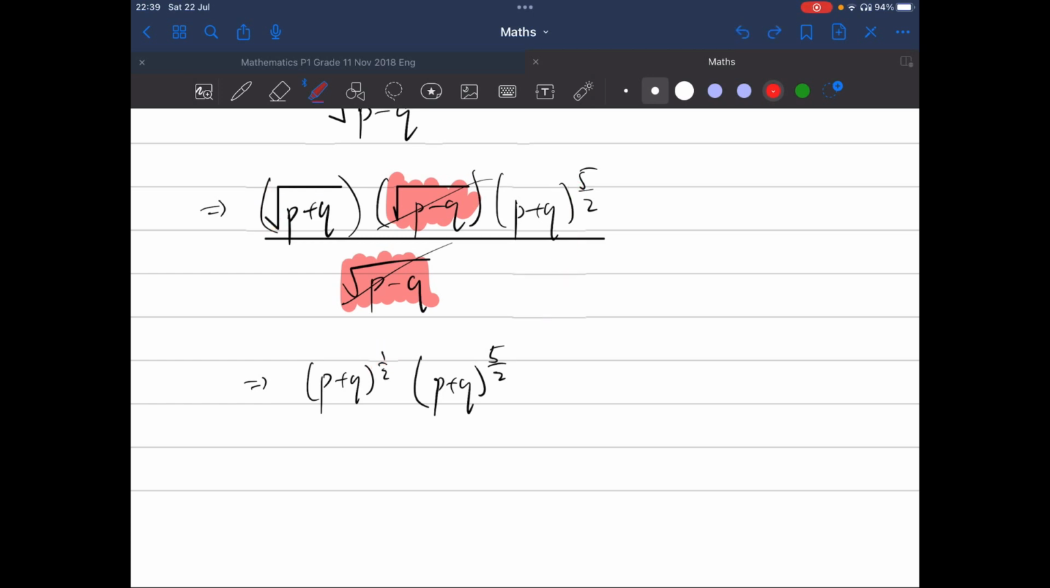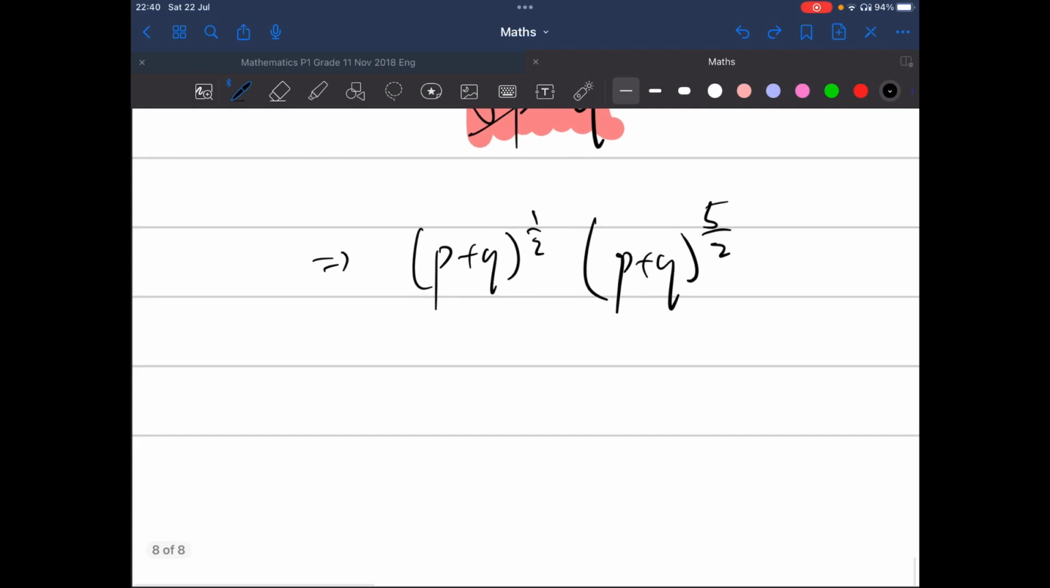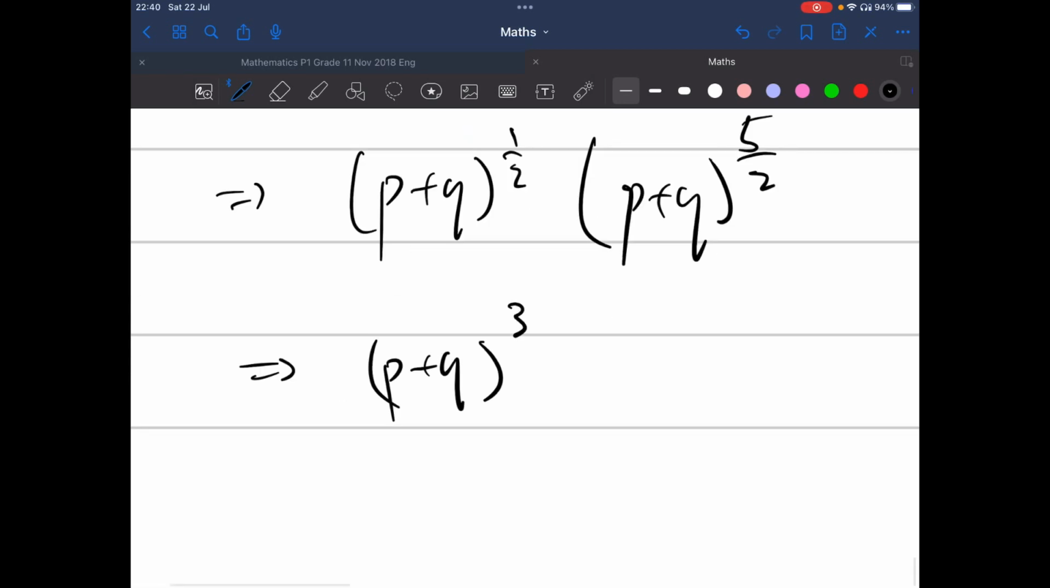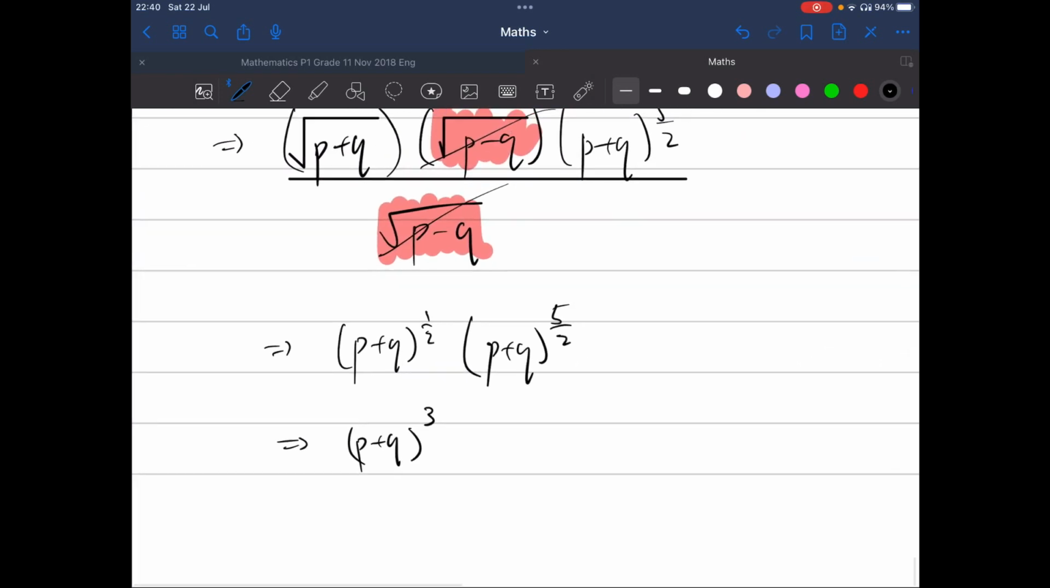Now we have a common base and we're multiplying two exponents, so I just add the exponents together, right? So I'll have p plus q to the power, and I'll just use my calculator now, 1 over 2 plus 5 over 2 gives us 3. Okay, so that's the final answer.